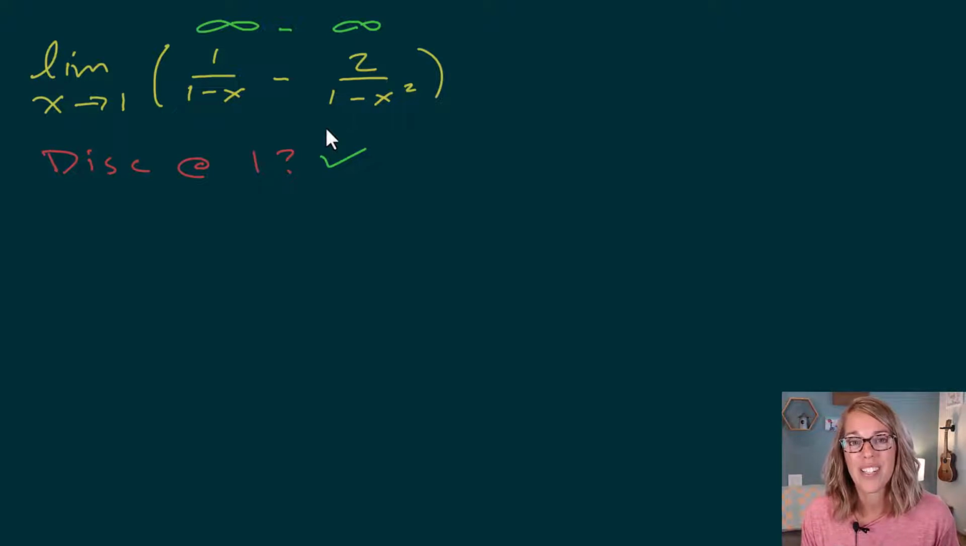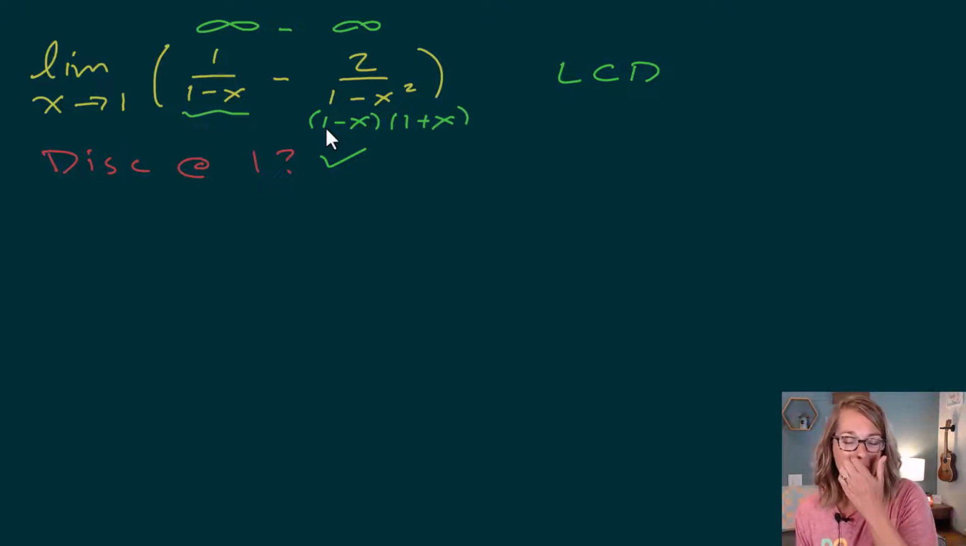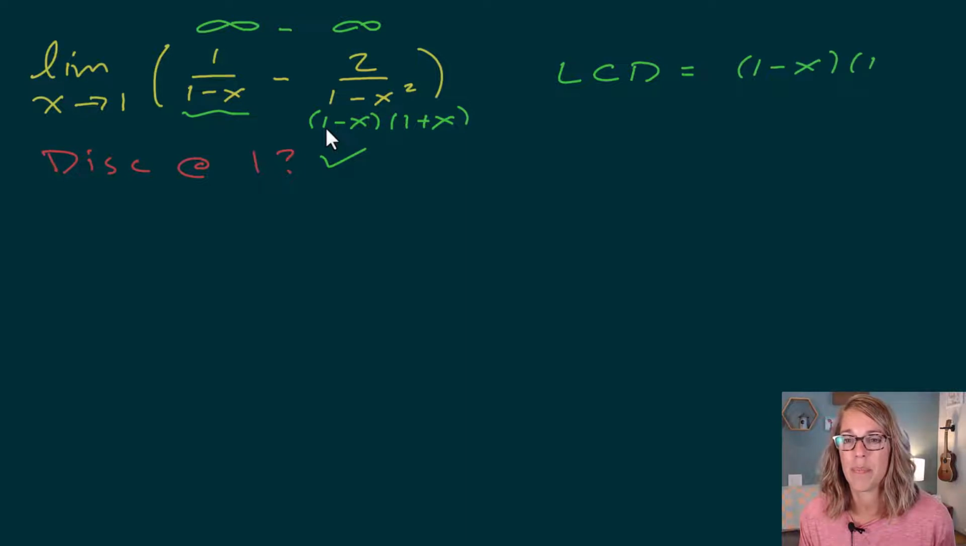Yes. In order to simplify this, I need a single fraction and a lowest common denominator. Now factoring this second denominator, I get 1 minus x, 1 plus x. So including each of the denominator's factors, I need a 1 minus x and a 1 plus x. I'm going to go ahead and build using my common denominators so that I can combine these two.